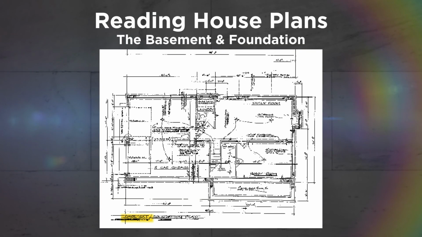The plan we'll be using is for a ranch with a walkout basement. As you can see, the detail is almost impossible to read because we've reduced a large house plan down to a size that will fit on your screen. The bottom left corner in the highlighted area is the scale. It's noted as 1/4 inch equals 1 foot. Typical of a house plan.